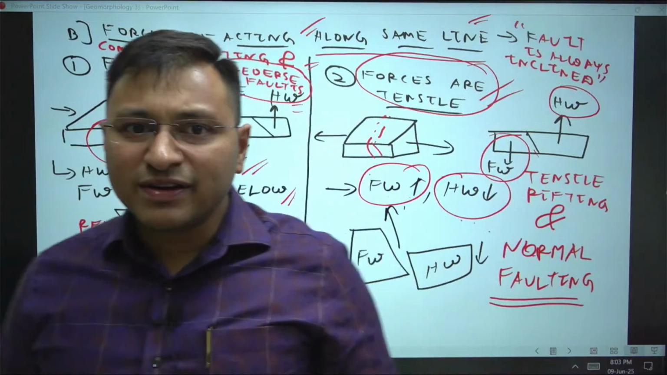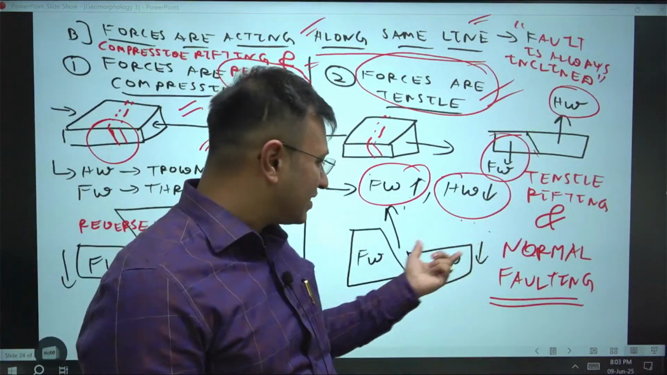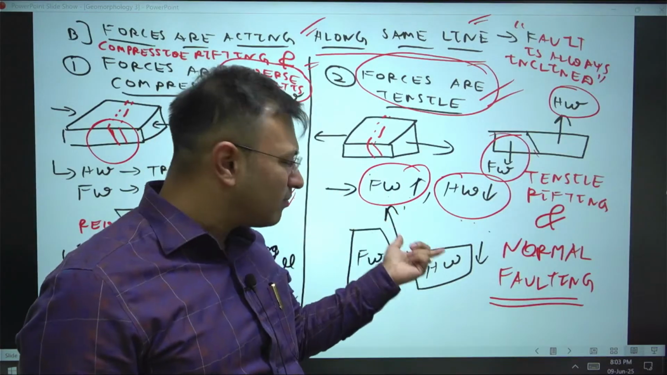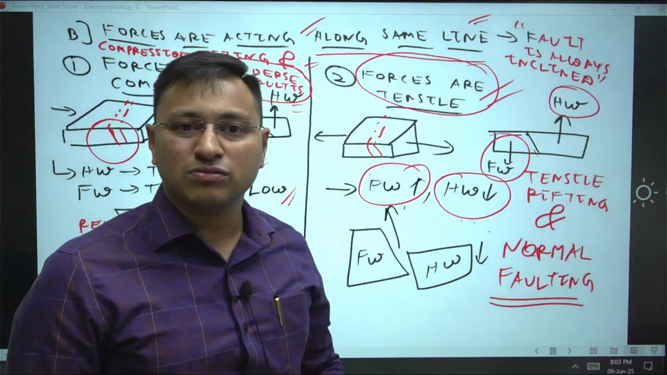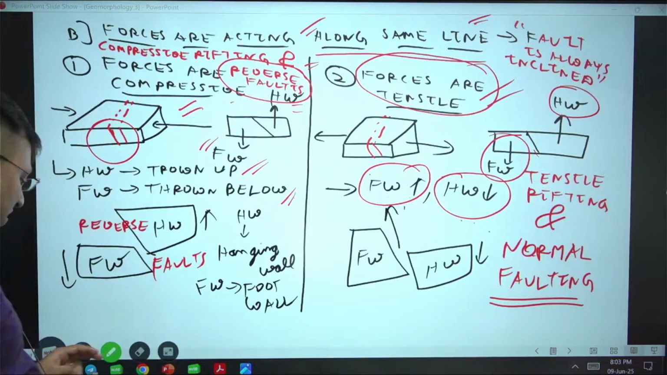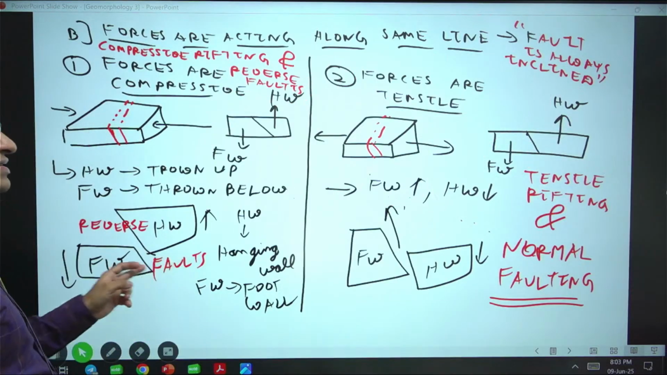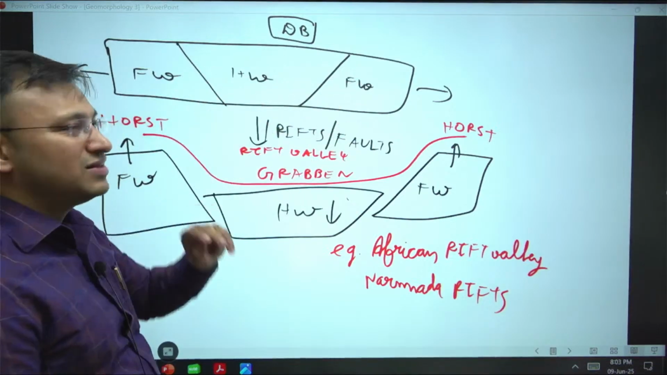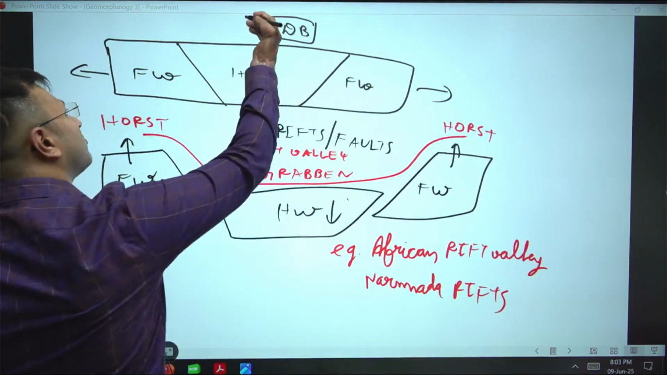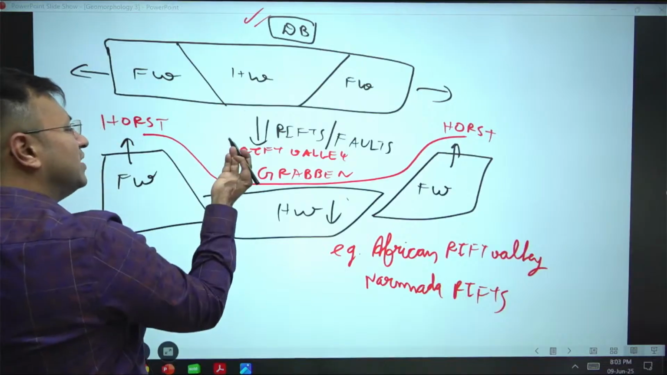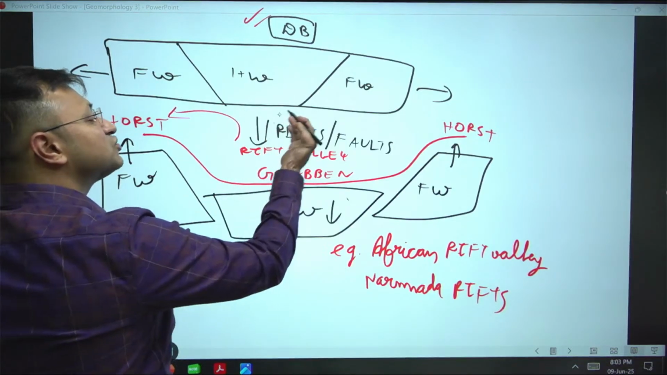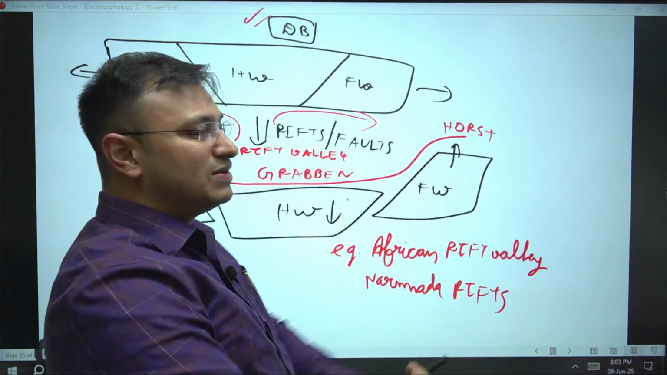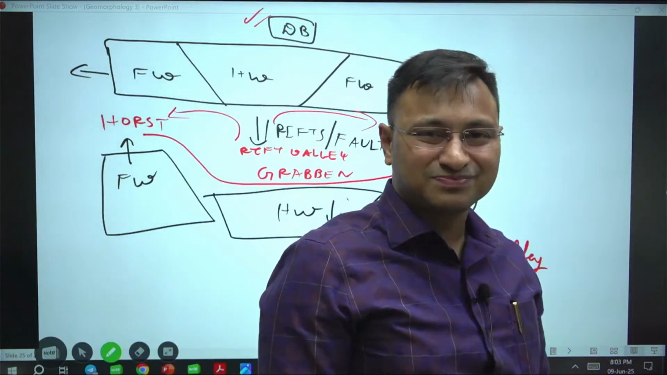So whenever we are having the tensile forces acting, the footwalls will be thrown above and the hanging walls will be thrown below. Let us try to understand it through a very common example. Let's say you are having a block like this. Let's say you are having the formation of a divergent boundary. Below it, you are having a mantle convection limb, which is actually splitting up the block per se.